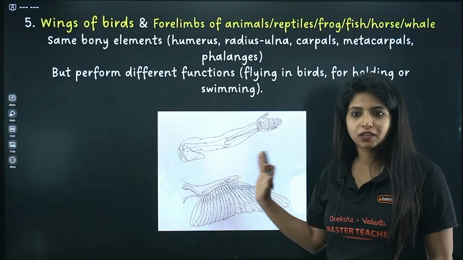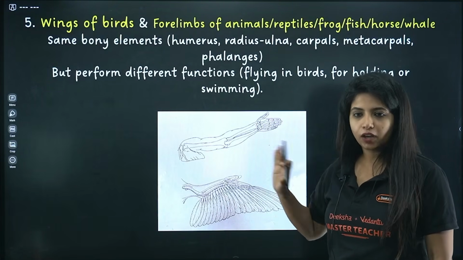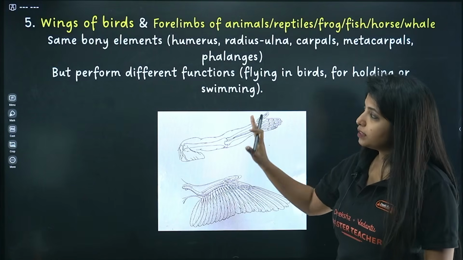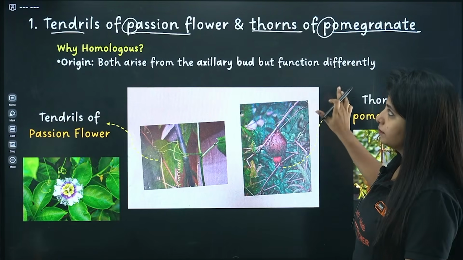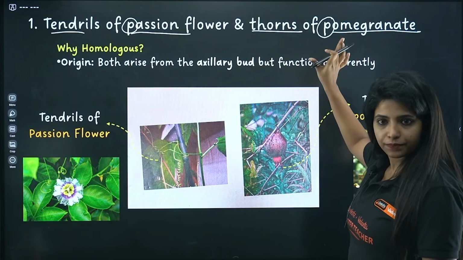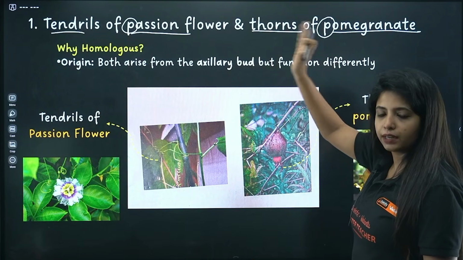Mostly a picture only is given for this. Fine. Got it? This is also a homologous organ. With this we end up, I'll just revise it. First is this PP: passion flower and pomegranate, tendril, thorn.